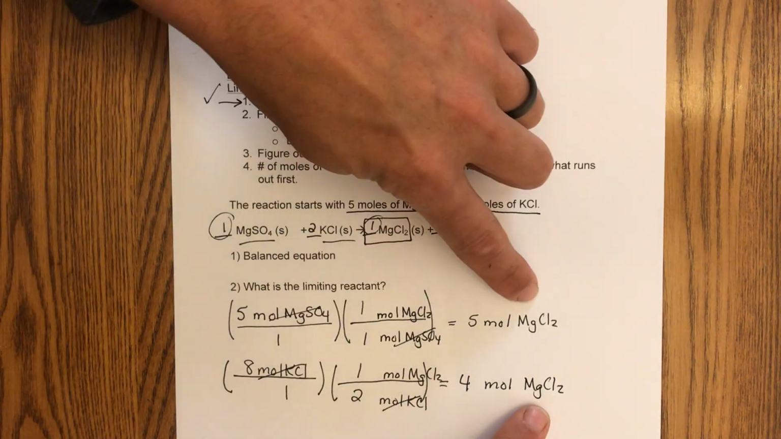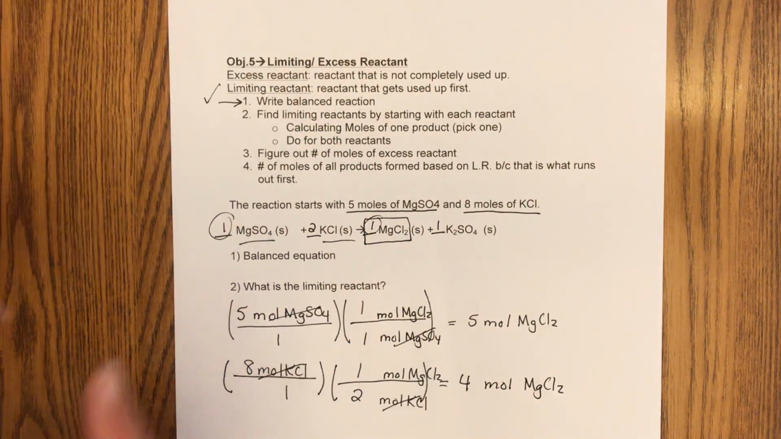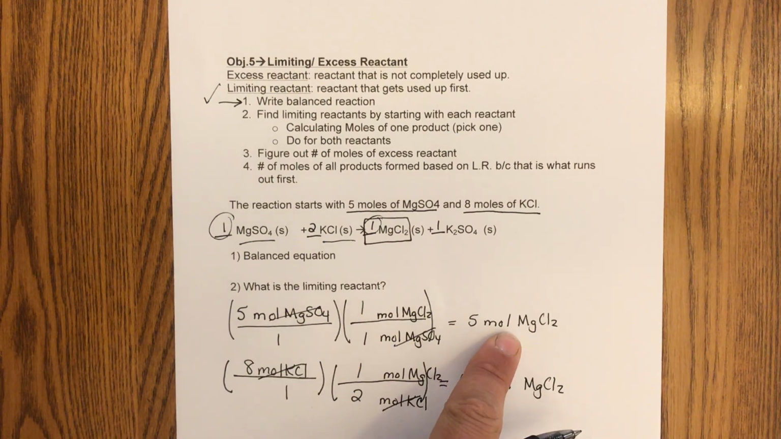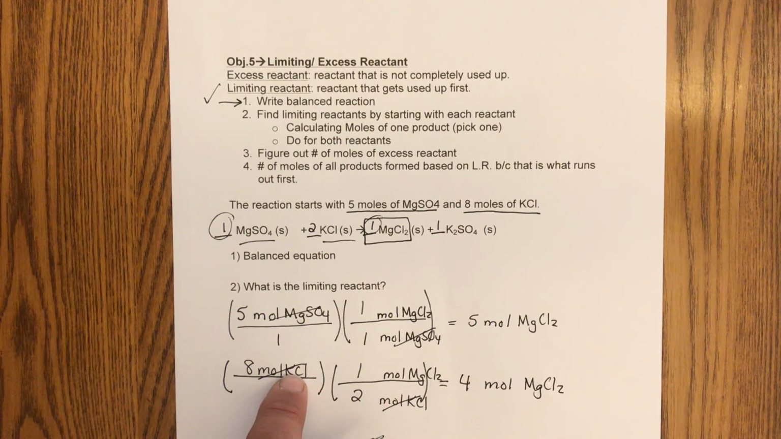Now remember, MgCl2 is a product. So when I ask what is the limiting reactant, don't just say something moles of MgCl2. MgCl2 is a product in this case. So the limiting one is the one that produced the least amount. Did magnesium sulfate produce the least amount, or did KCl produce the least amount? In this case, KCl is the limiting reactant because you can only make 4 batches of cookies.